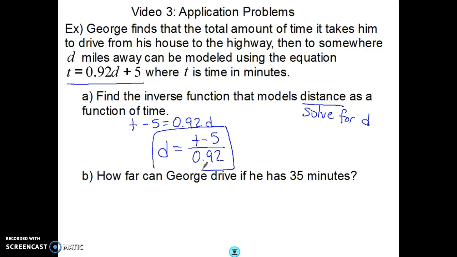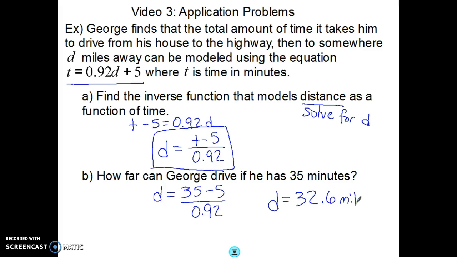So now we have an equation that tells us distance if we have a time as an input, which lets us answer questions like how far can George drive if he has 35 minutes to get there? So all we have to do now is use our new equation and plug in 35 minutes for t. If we put that in our calculator really quickly, we can find that the distance here that George can drive in 35 minutes will be 32.6 miles.